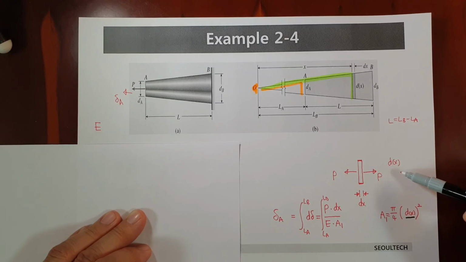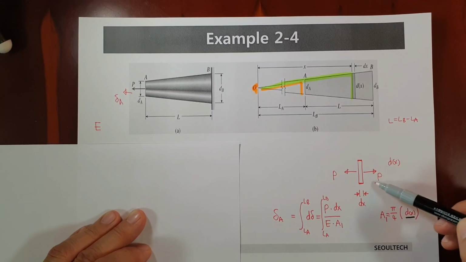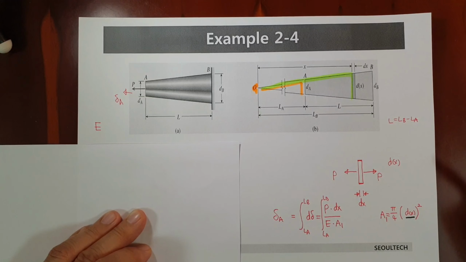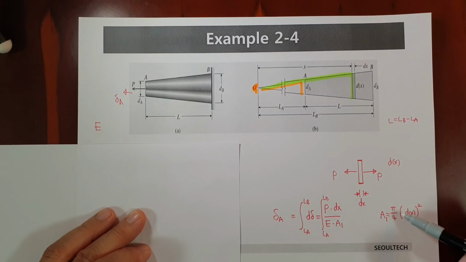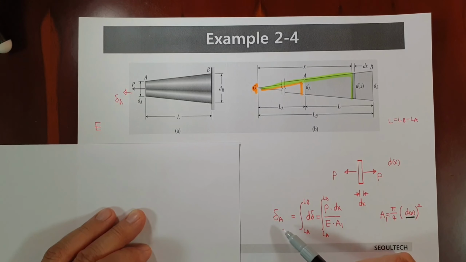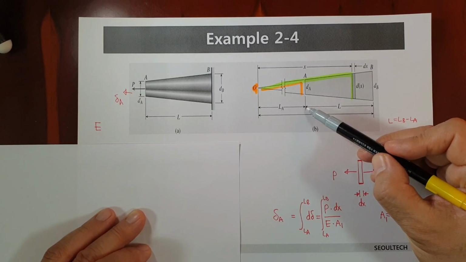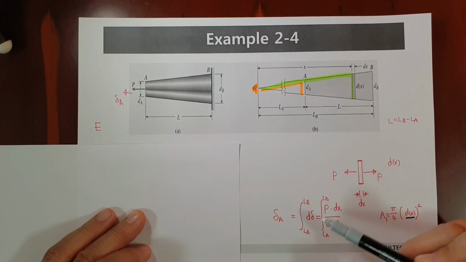And when I draw the free body diagram, external force is loaded like this and this. It is in the state of equilibrium. When I say this cross-section area A1 is 5/4 dx squared, okay, we can calculate the total delta A. Delta A is integrated from here to there, the delta.